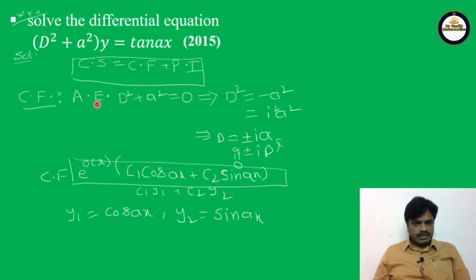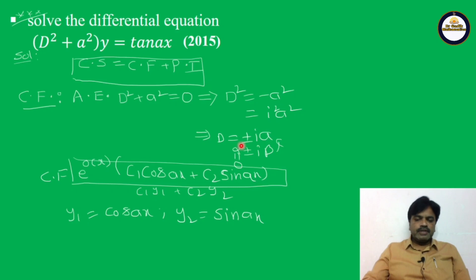First write the auxiliary equation equal to 0. We get the roots here, D is equal to plus or minus ia. Compare with the basic form alpha plus or minus i beta. There is no alpha, friends, so alpha value is 0, and beta value is a. So the complementary function is c1 cos ax plus c2 sin ax. By the concept, the complementary function form is c1 y1 plus c2 y2. By comparing these two, y1 is cos ax and y2 is sin ax.